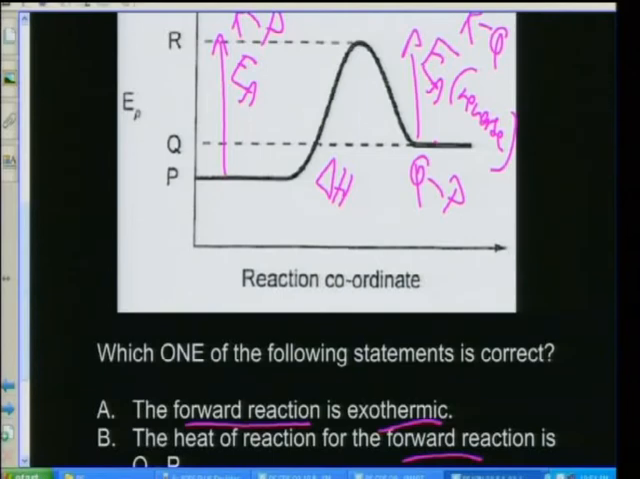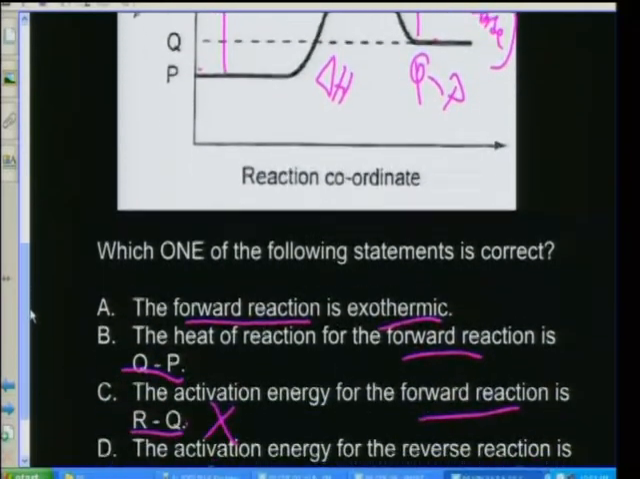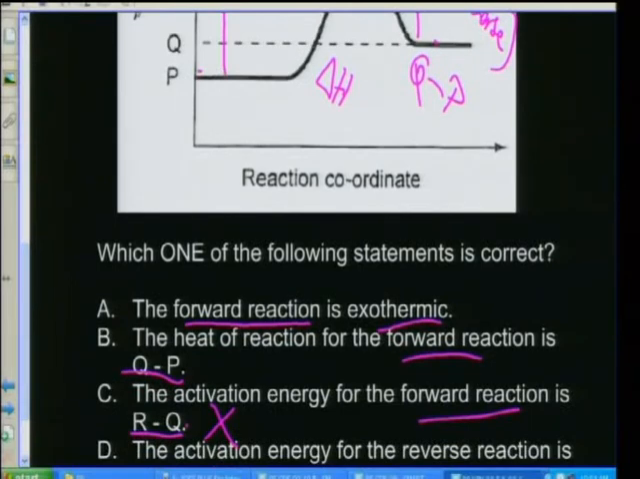Notice that this is a higher energy, this is a lower energy. You're going to get a positive value. So we've got Q minus P. And check, that's the correct answer, the same answer as B. So it looks like B could be correct.